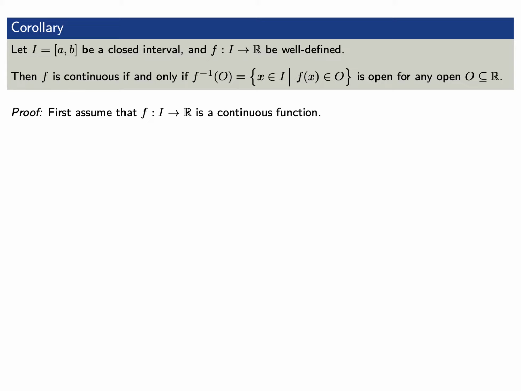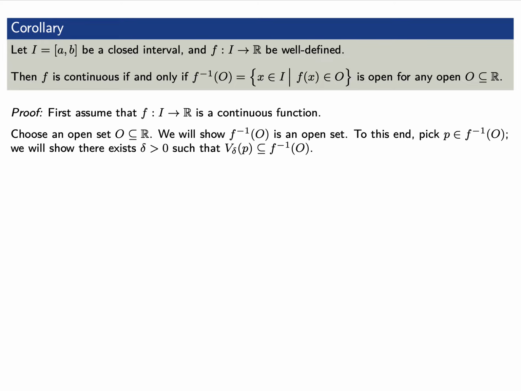First, let's assume that our function f is continuous. We'll prove that the inverse image of an open set is always an open set. To this end, let's choose an open set O. In order to show that f minus 1 of O is an open set, we'll pick a point P in f minus 1 of O, and we're going to show that there exists a positive delta such that V sub delta of P is contained in f minus 1 of O.